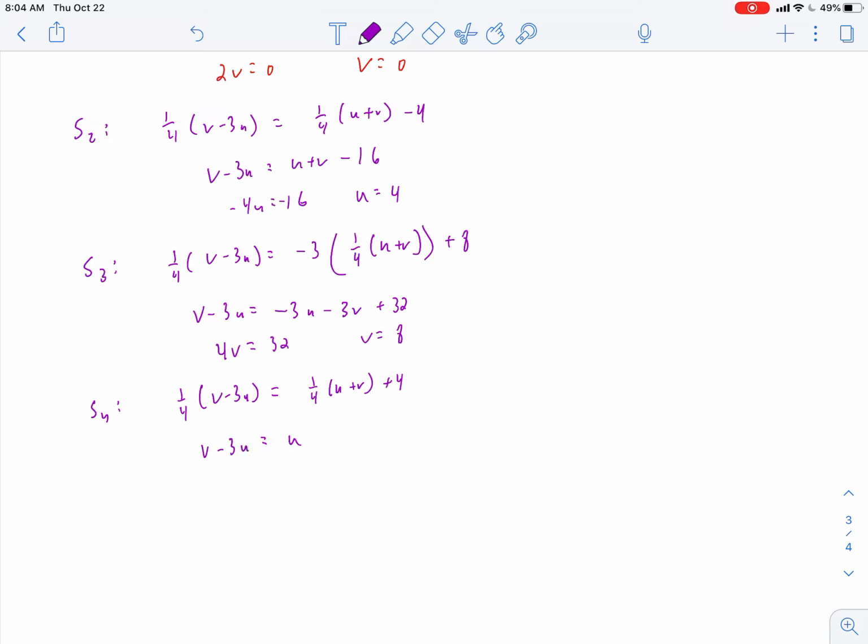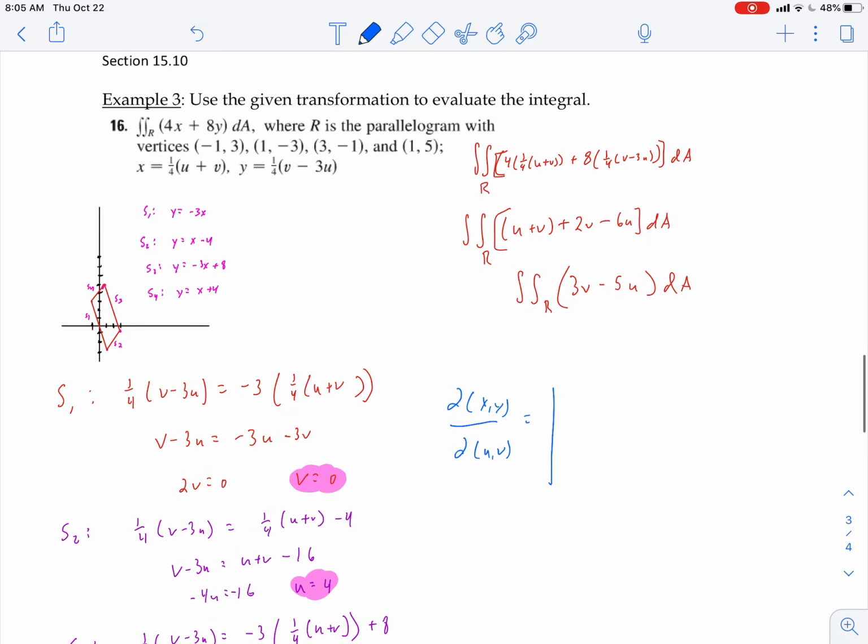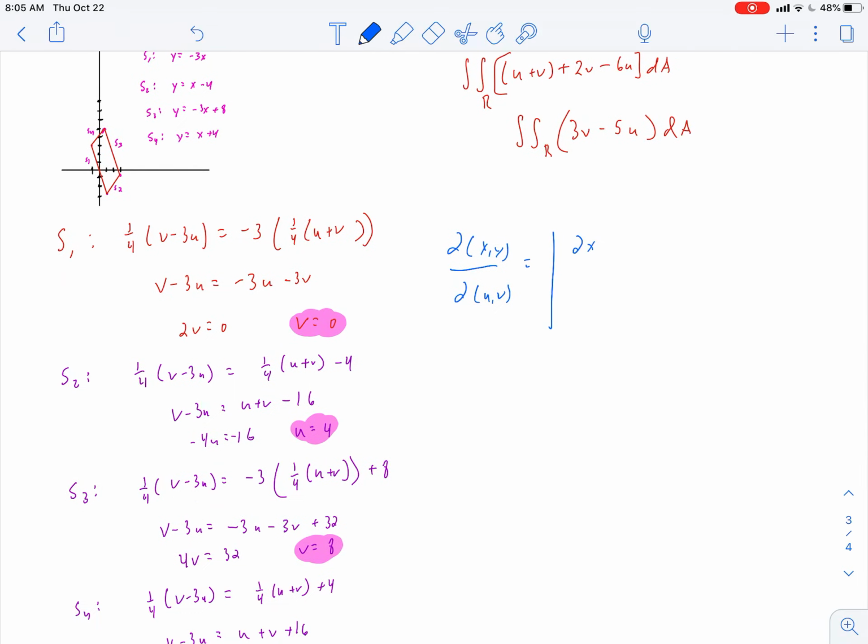So the Jacobian is going to be, again, the partial of (x,y) over the partial of, in this case, (u,v). And so it's basically the determinant. So the partial of x with respect to u, here I'll write it out because these are notes. Partial of x with respect to u, partial of x with respect to v, partial of y with respect to u, partial of y with respect to v.